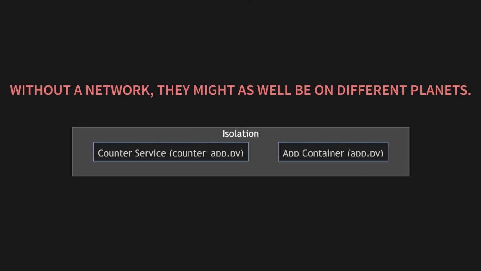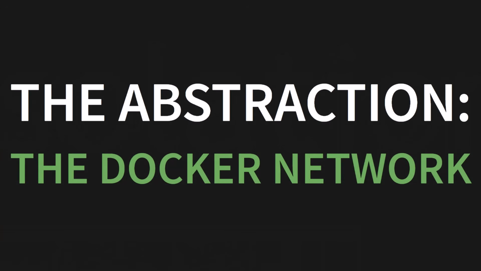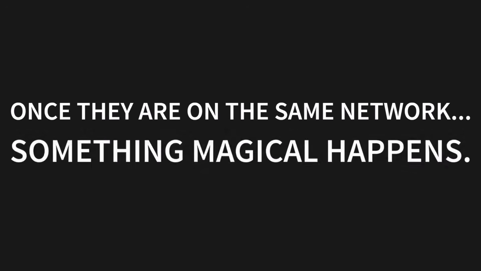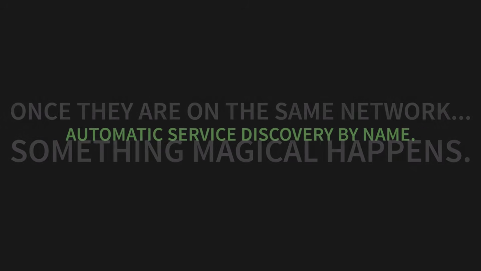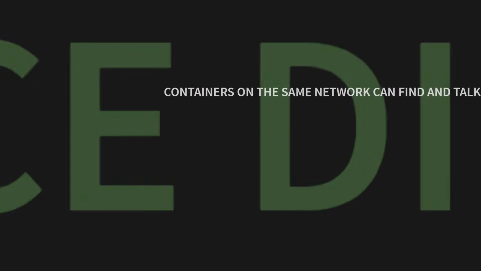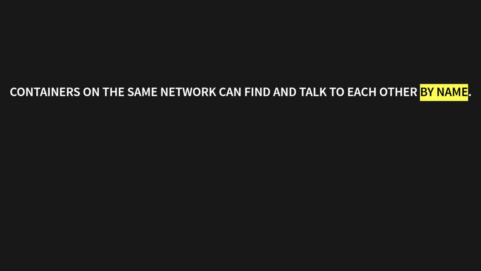So what's the solution? The abstraction we need is the Docker network. Think of it like a virtual private network switch. It's a space that we create. We can create our own custom network and then plug both of our containers into it. And once they are on the same network, something magical happens. Automatic service discovery by name. This is the key takeaway. Containers on the same network can find and talk to each other by name.